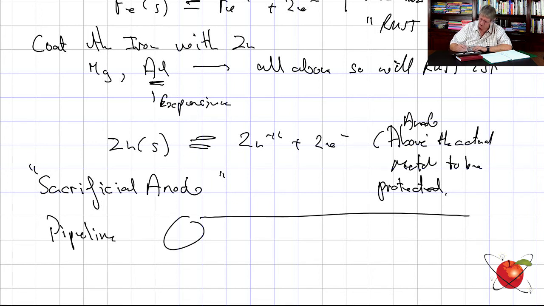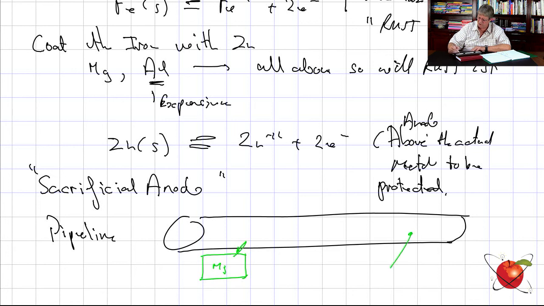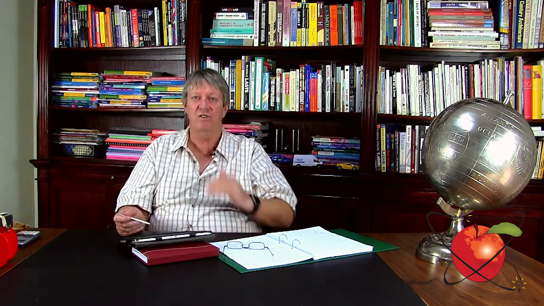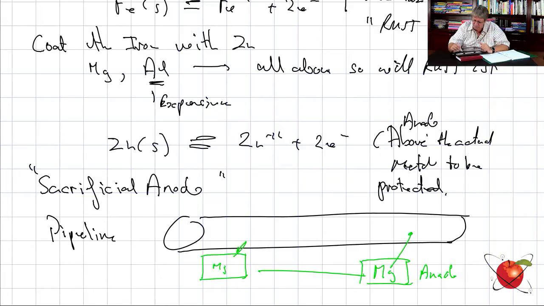All right. Now, for example, if we have a pipeline, okay, here's my pipeline, long pipeline, right? What we do is we bury blocks of magnesium alongside it. So we bury a block of Mg over here and connect. Further along, another block of Mg, further along. So these now become our anodes. All right? They're electrically connected. They are going to go first. I can dig this block up and replace it every 10 years or whatever. And yes, we can do calculations to see how long that will take to corrode.